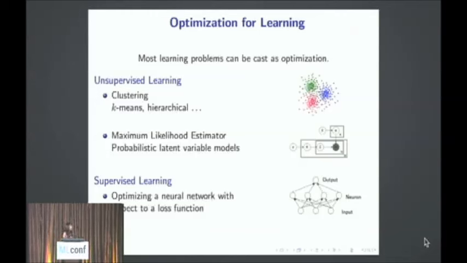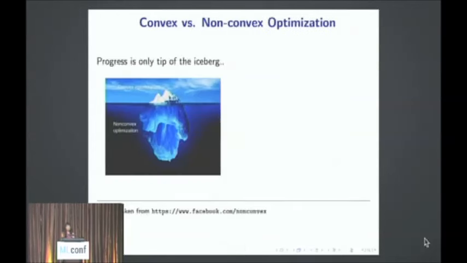But what is the problem? All these problems I've listed here turn out to be non-convex optimization. But our understanding of when non-convex optimization succeeds is very minimal.